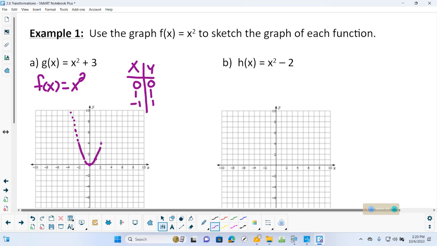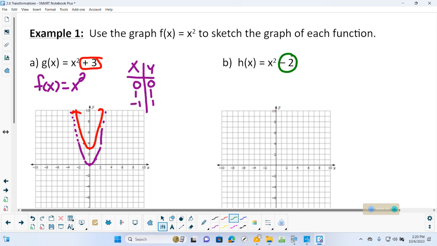This is kind of our parent function, and I'm going to use that to get our new graph here, where now I'm going to take that purple parabola and just move all of my points up 3. So up 1, 2, 3, up 1, 2, 3, up 3, up 3, and of course up 3. Like I said, you could type both of them into your graphing calculator, but of course we're trying to do it off of our shifting.